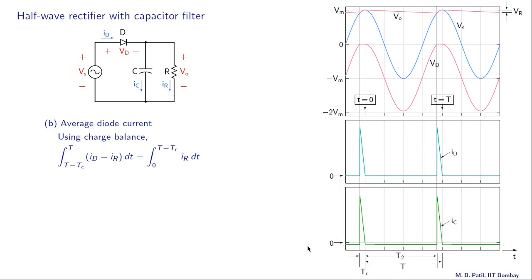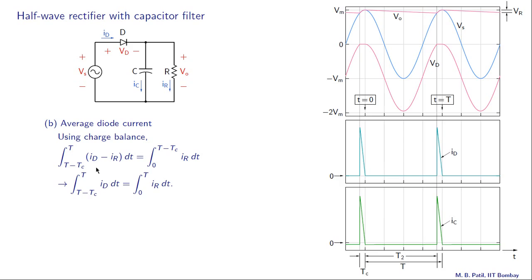What is T minus Tc? This is our 0. This is our T, this point. T minus Tc is this point right here. Okay, so T minus Tc to T is basically this interval marked here. What about 0 to T minus Tc? This is our 0, and 0 to T minus Tc. So we are talking about the discharge phase now. So these two integrals must be equal.